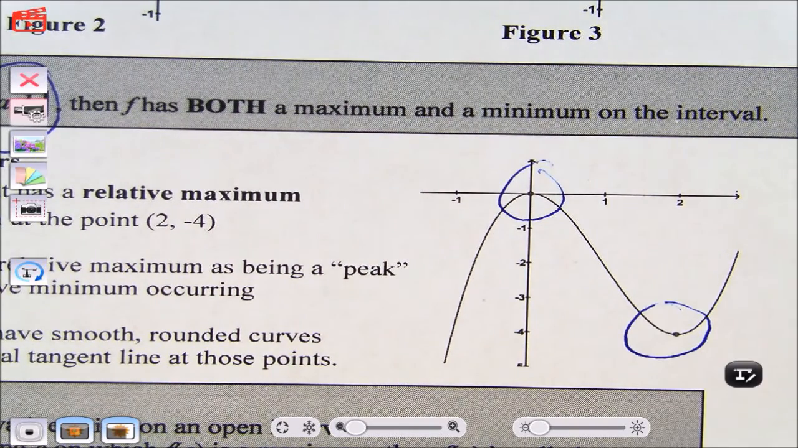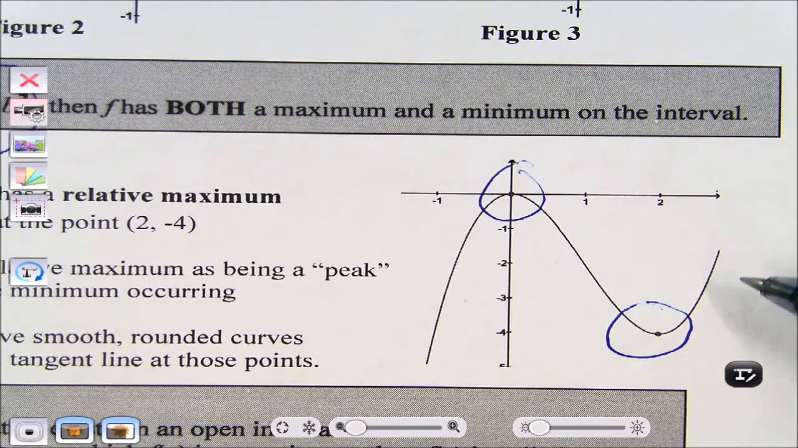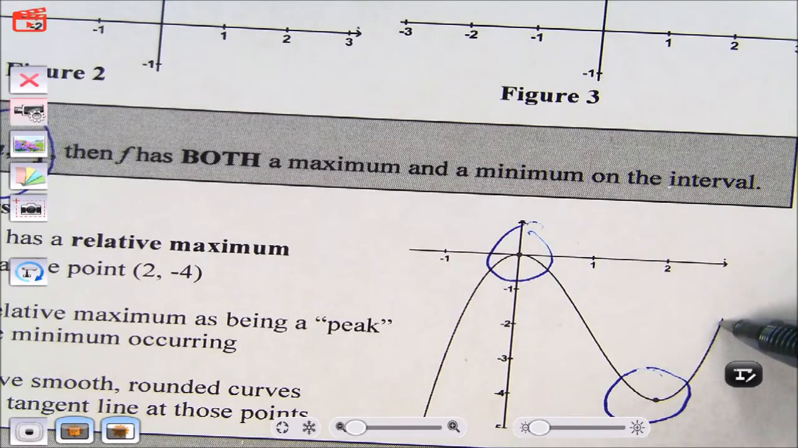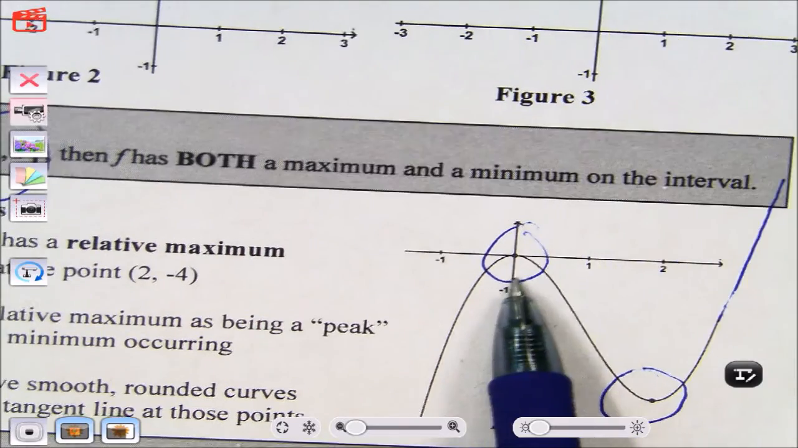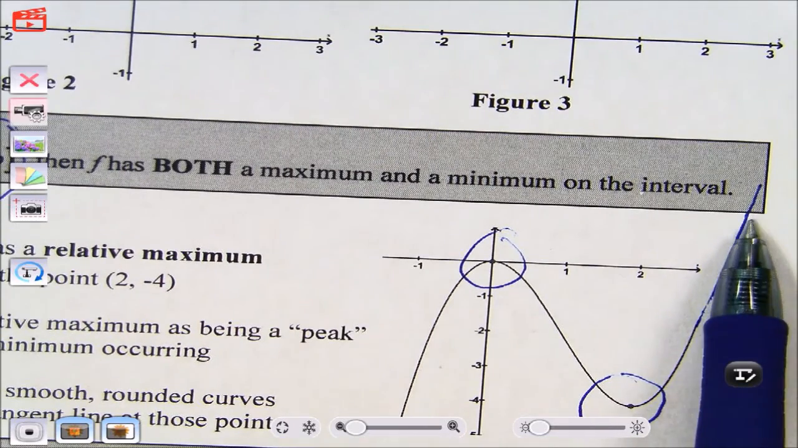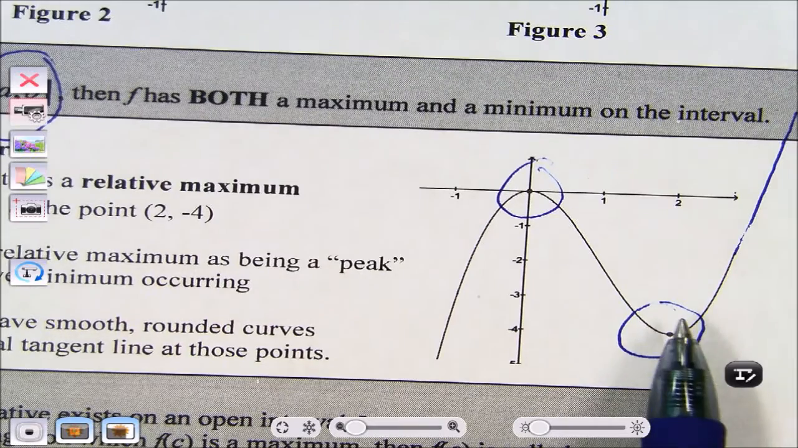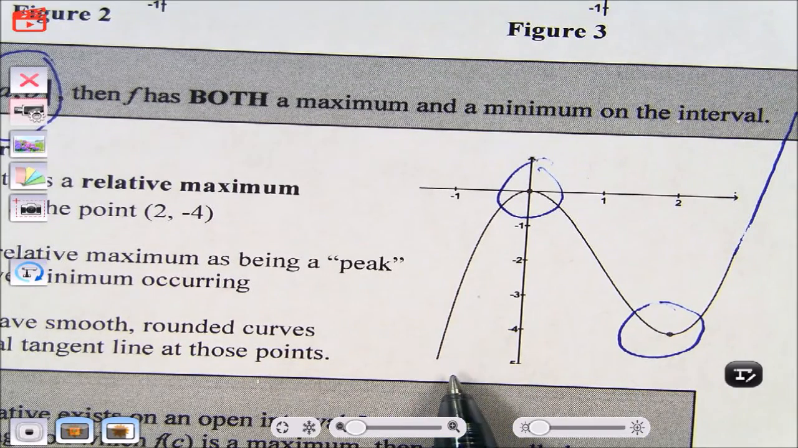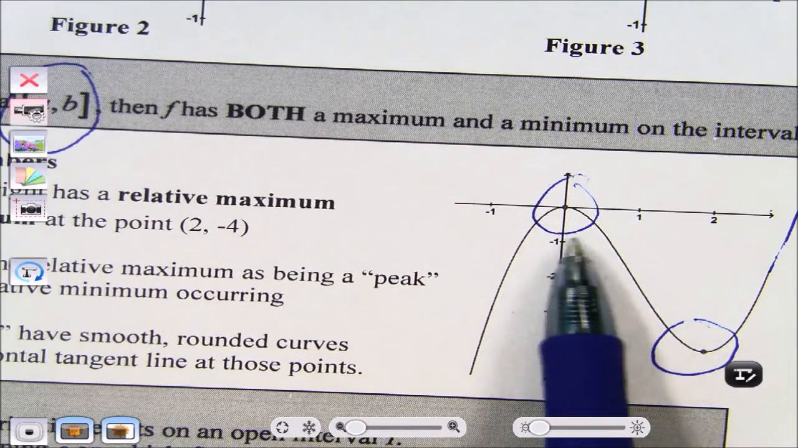Okay, it's relative because can you imagine? So this is going forever, right? This is not saying this is a closed interval. This is going forever. You can imagine that this would just keep going and going. So this is not an absolute maximum because there are points over here that are higher than that. And this minimum is not an absolute minimum because there's points over here that are lower than that. But they're considered relative max or relative min.